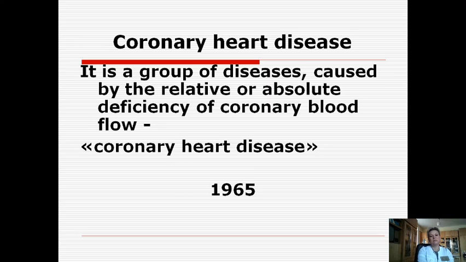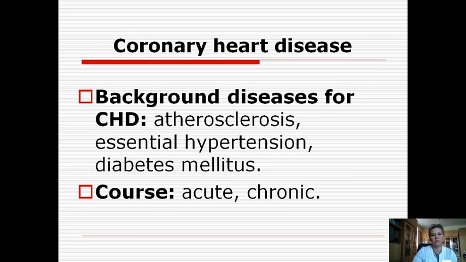In 1965, we started to name this disease. We said relative and absolute. As a result, acute and chronic. If we say absolute blockation, absolute deficiency, we talk about acute course of coronary heart disease. If we say relative blockation, partial blockation of artery, we talk about chronic coronary heart disease.